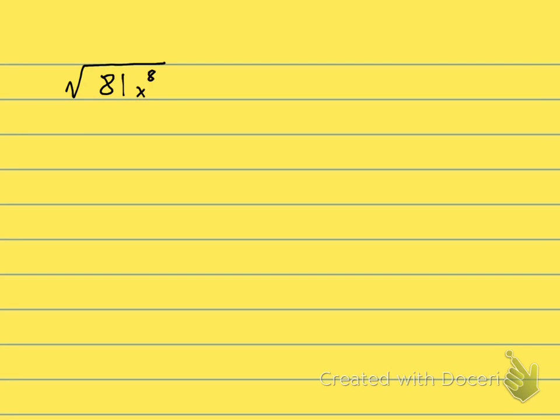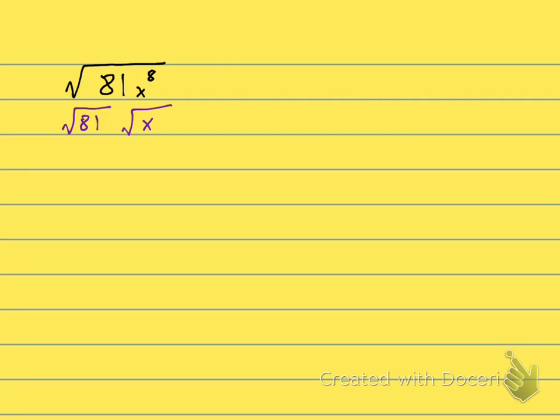We're going to find the square root here, and we are going to assume that all variables represent positive real numbers, okay, which you're going to see on just about every one of these square roots with a variable inside. So the first thing I like to do is split this up into two radicals. I like to separate my number from my variable.